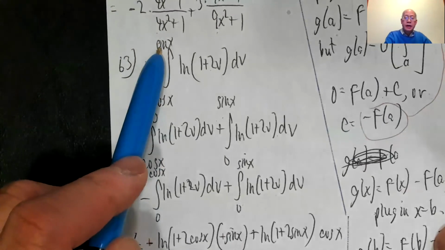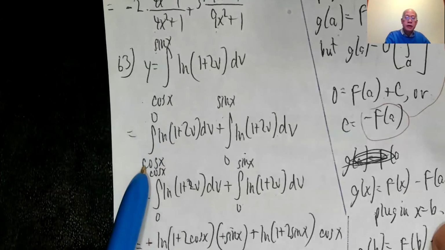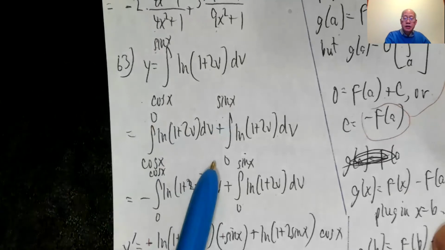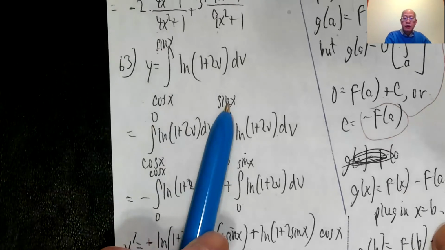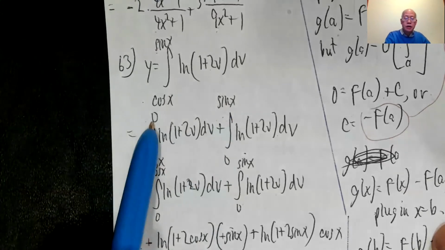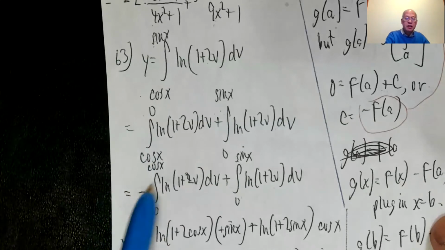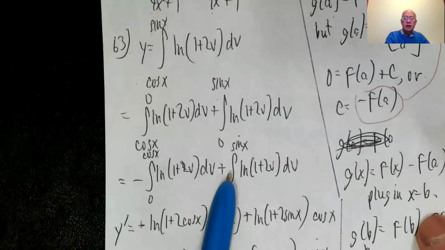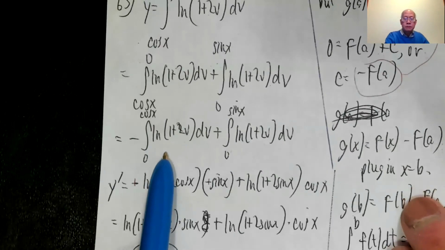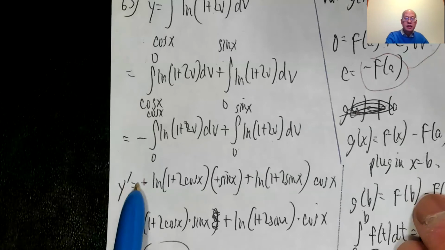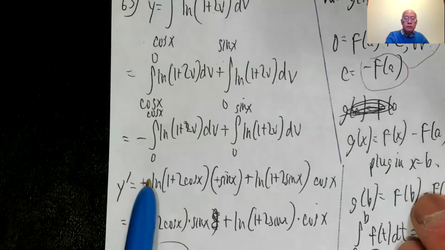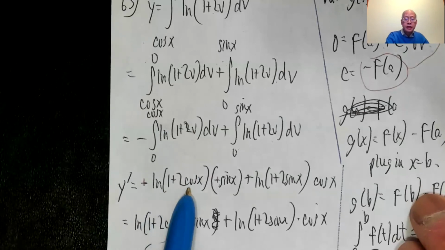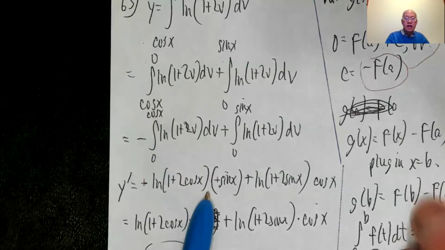Cosine x, sine x. So I break it up into the integral from cosine x to 0 plus integral from 0 to sine x. This is constant variable. This is backwards, variable constant. So turn it around. Opposite of integral from 0 to cosine x, ln 1 plus 2 v dv. And now they're both good. Okay, so y prime is negative, temporarily negative, ln, put cosine x right there, 1 plus 2 cosine x times the derivative of cosine x, which is negative sine x.